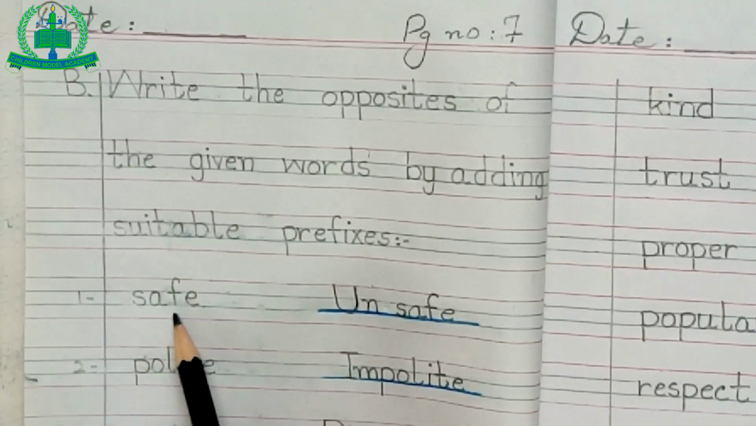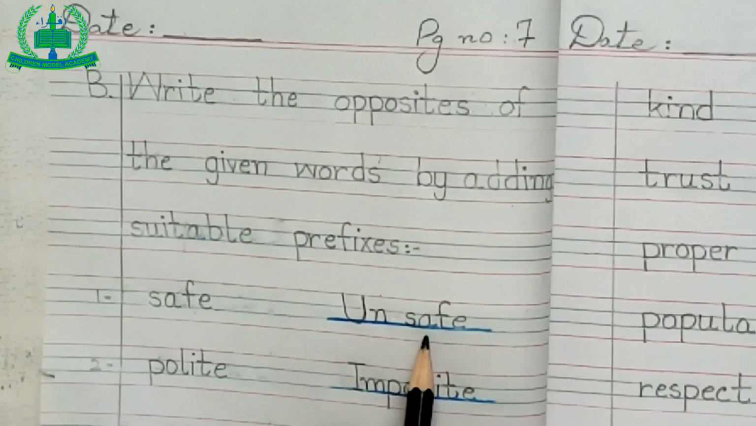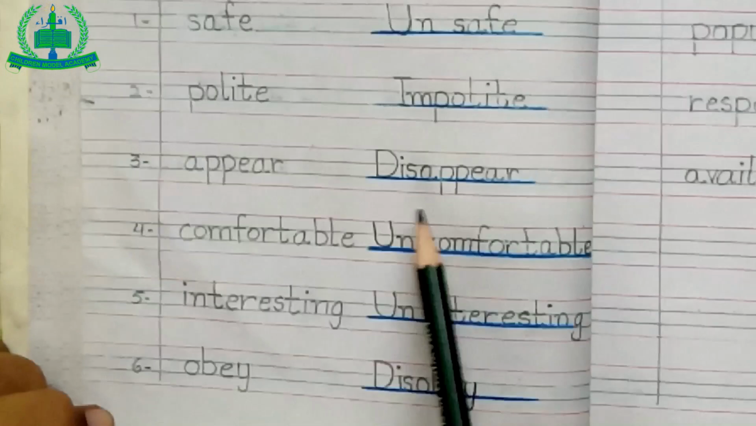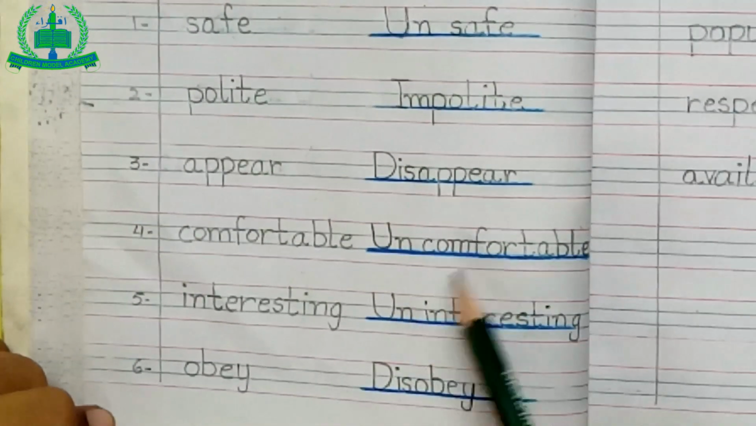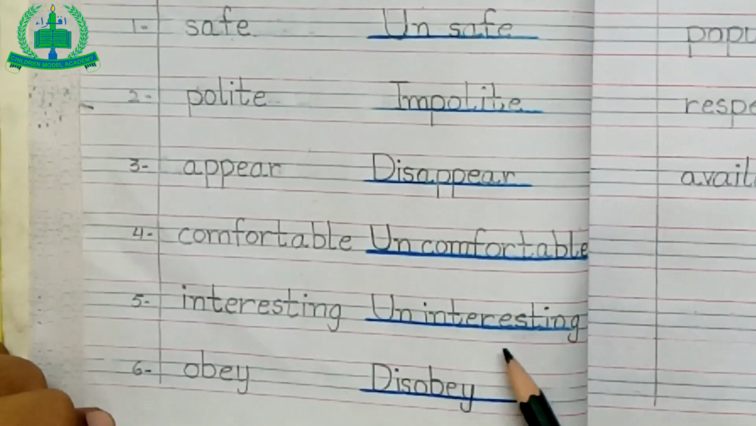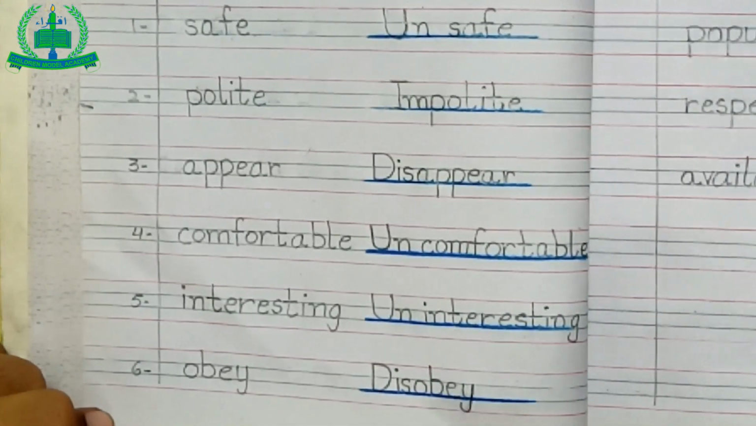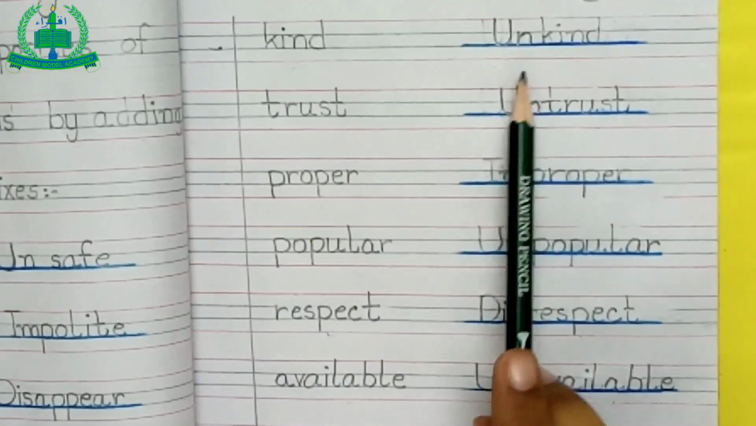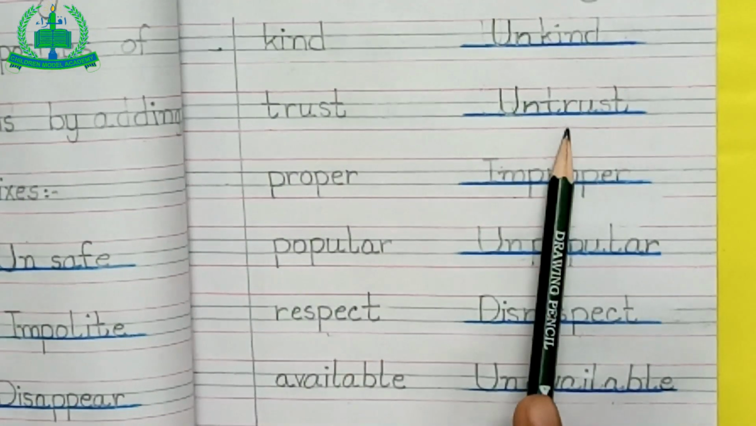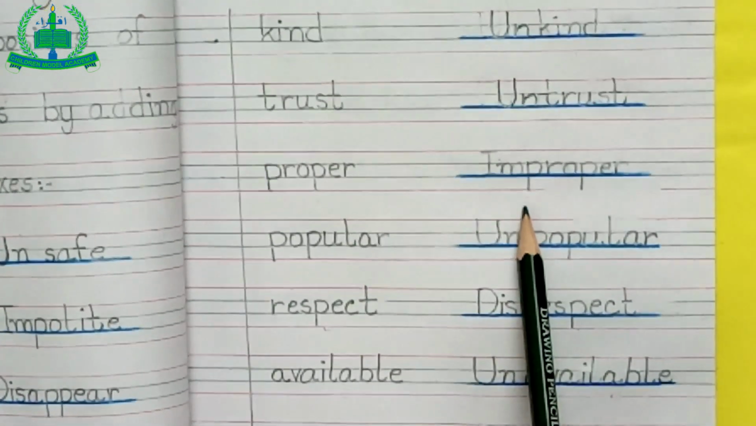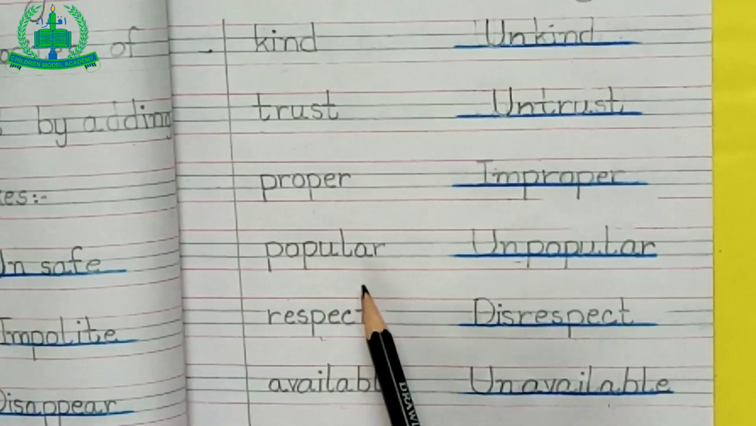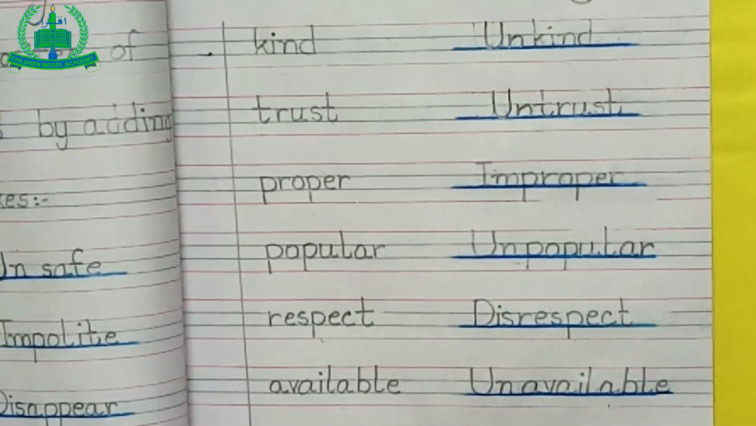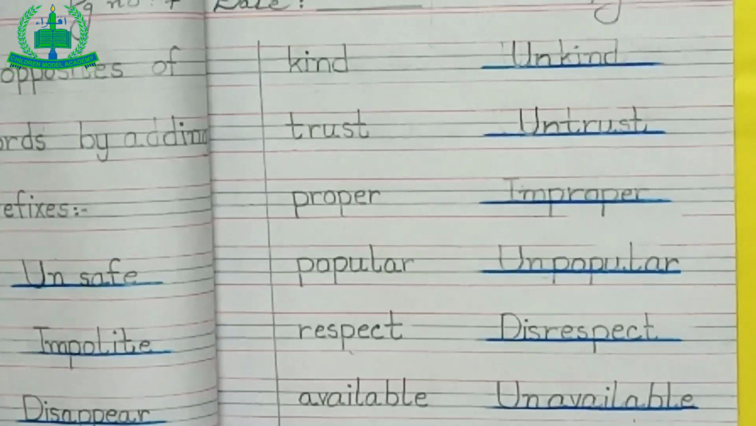Number 1 is safe, unsafe, polite, impolite, appear, disappear, comfortable, uncomfortable, interesting, uninteresting, obey, disobey, kind, unkind, trust, untrust, proper, improper, popular, unpopular, respect, disrespect, available, unavailable. This is your complete exercise.